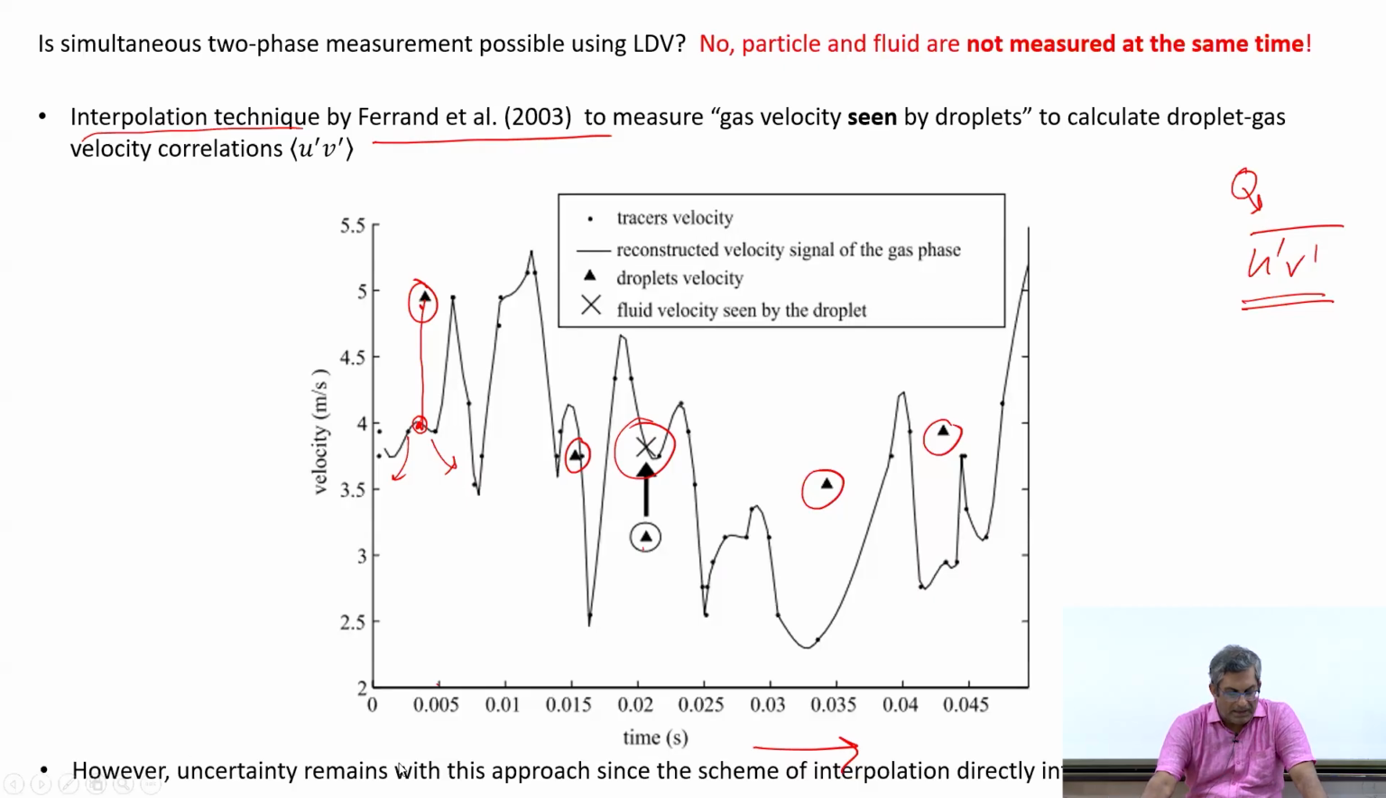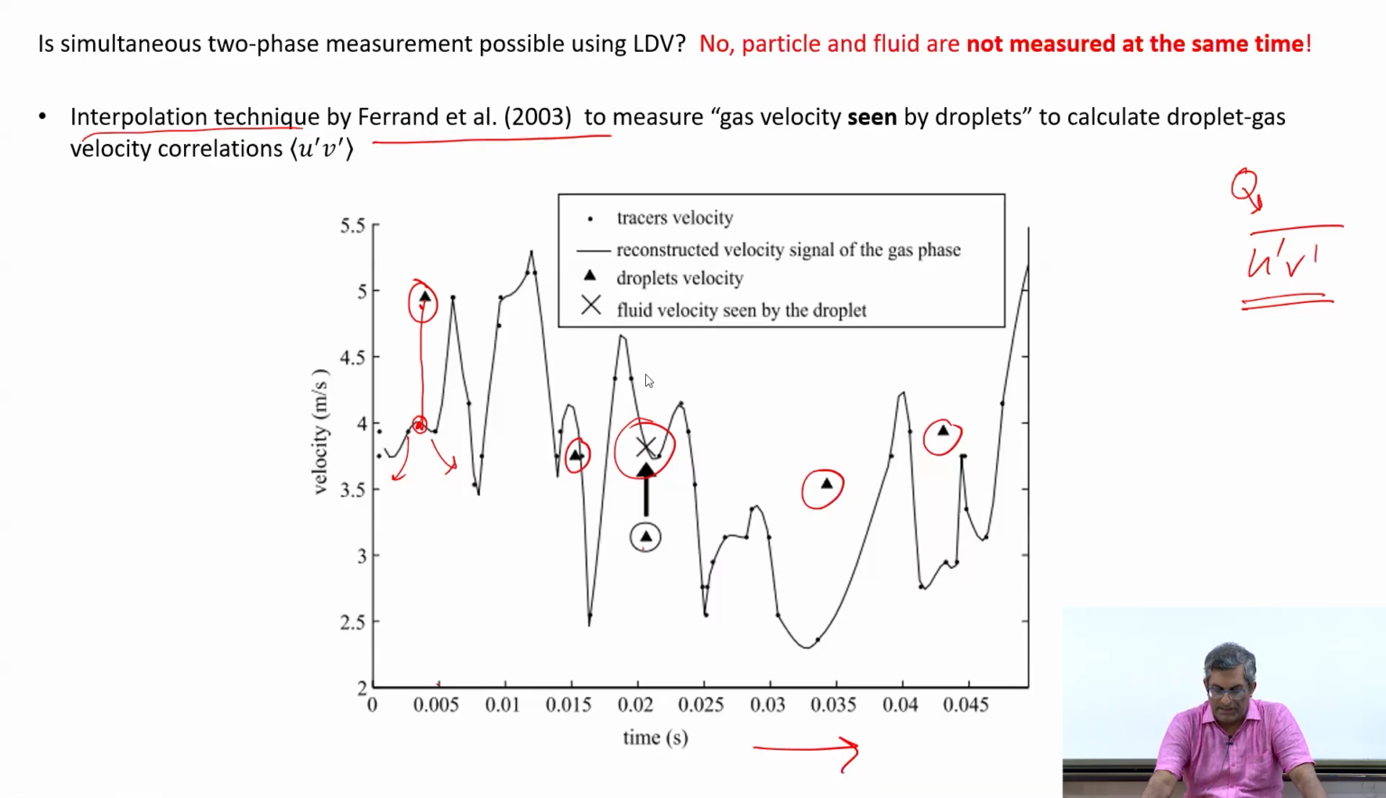However, the problem is that the uncertainty remains because it depends on the scheme of interpolation. How do you know which interpolation scheme gives you the correct result? Because there is no other way you can validate this. However, they have used this approach to measure the velocity correlation that I will show. But here again I would like to mention that in this case they did not use any seeding particles. I did not explicitly mention this.